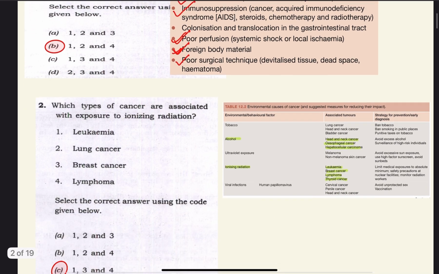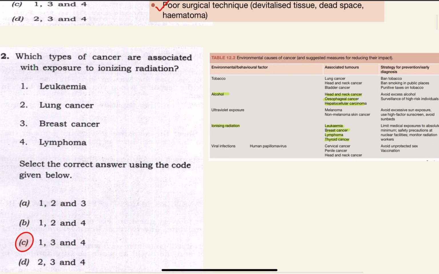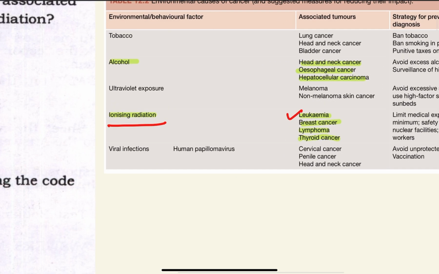Now the second question. Which types of cancer are associated with exposure to ionizing radiation? This is also direct from one of the tables from Bailey. Ionizing radiation is a risk factor for leukemia, breast cancer, lymphoma and thyroid cancer.